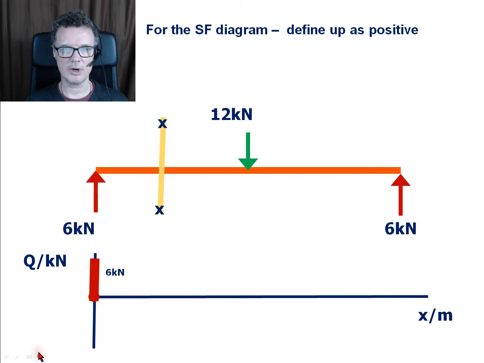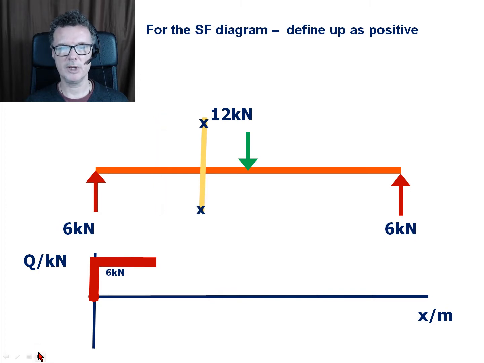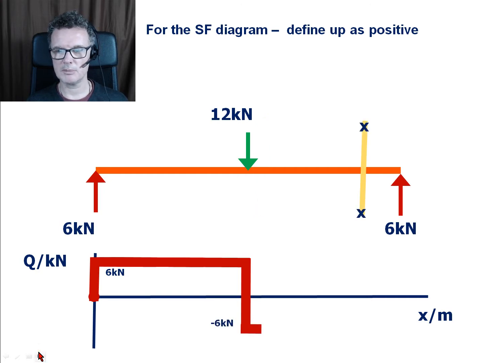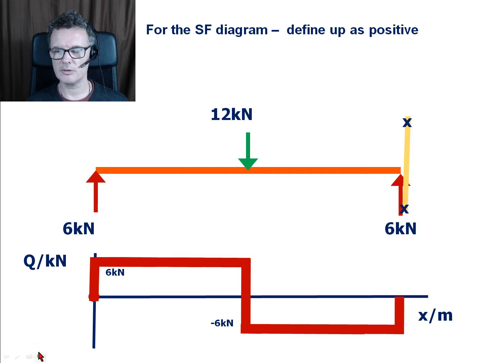And as I move down the bar, nothing will happen in that first section. So look left of me, all I can see is the 6 kilonewtons. And it's only when I go past that load in the middle that I can then see another force, and that force is going straight down, so I'm going to drop my 6 kilonewtons down to minus 6 kilonewtons. And then when I move down that bar, all I can see is those two forces until we get to the very end, and then we've got another force which takes us back up to 0.